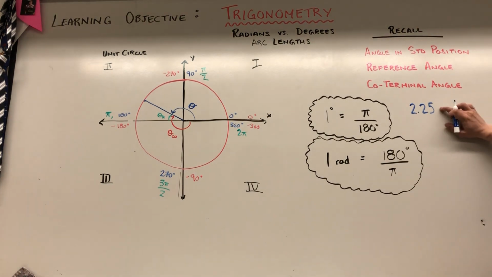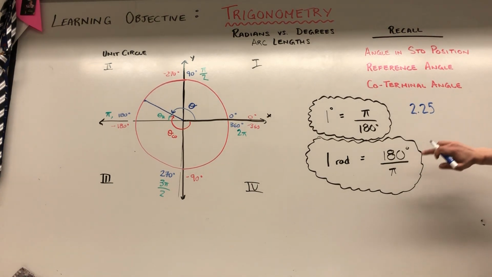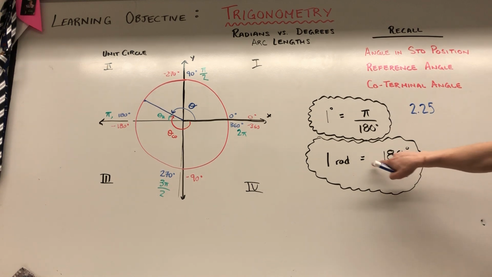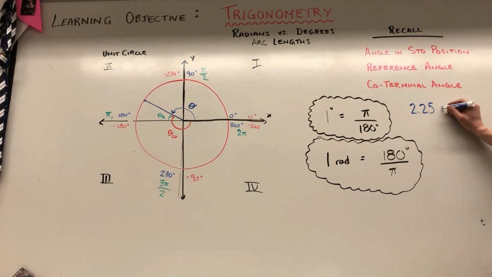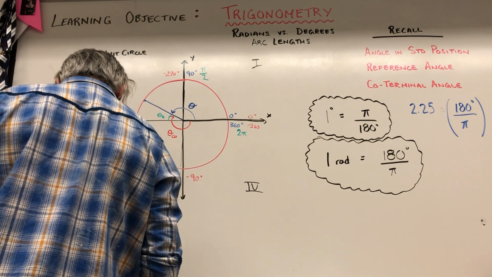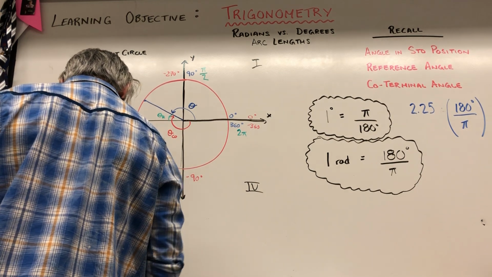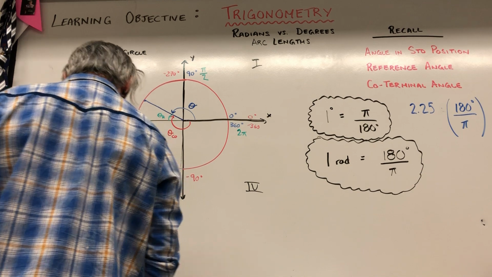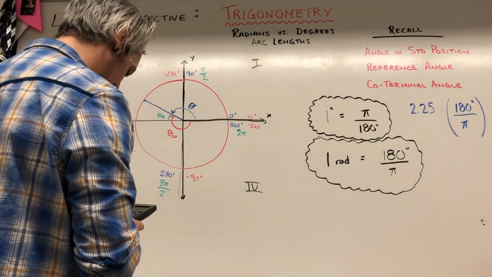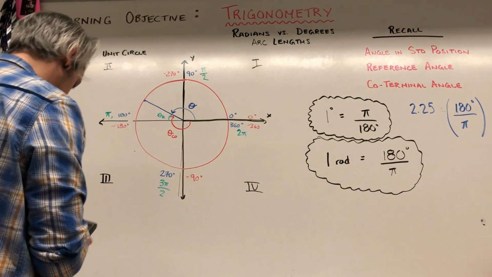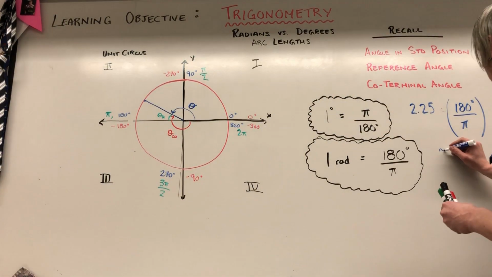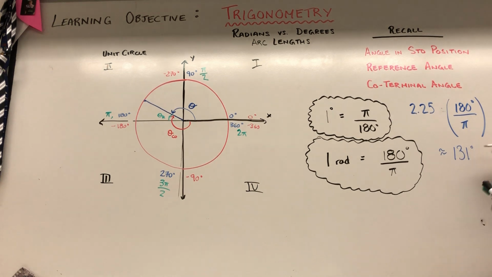So if I have this radians, and I want to figure out how many degrees it is, well, I'm going to use this relationship. So I have 2.25 of these, so I'm going to multiply that by 180 degrees over pi. And when I do that, 2.25 times 180 divided by pi, I get approximately 131 degrees, okay? And so that's if they just gave me a number.